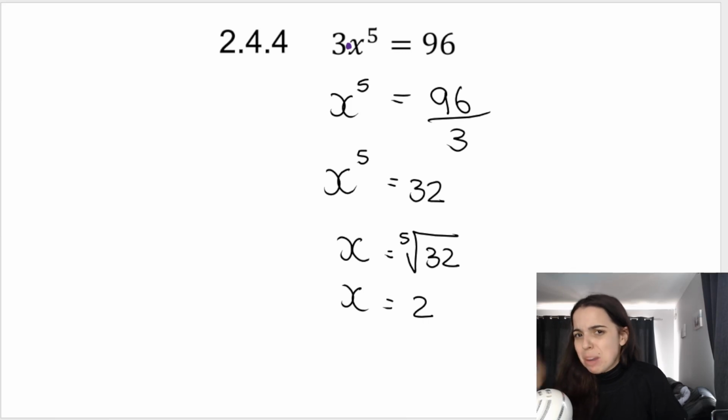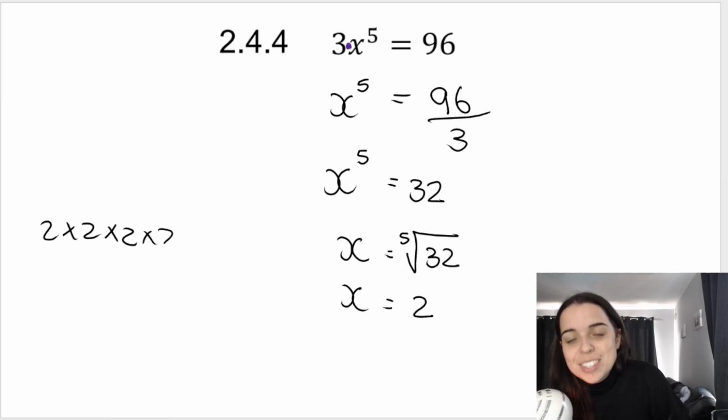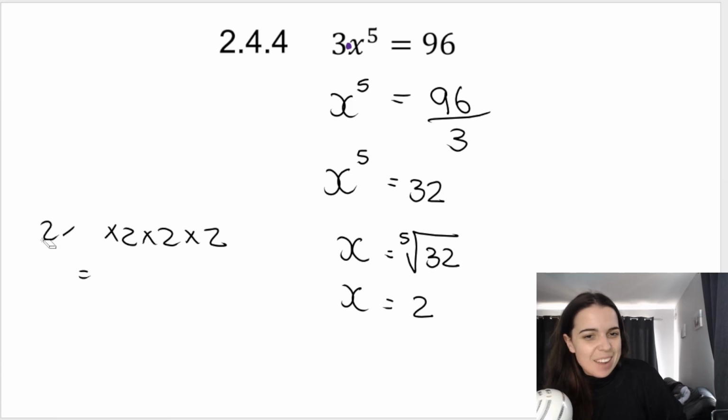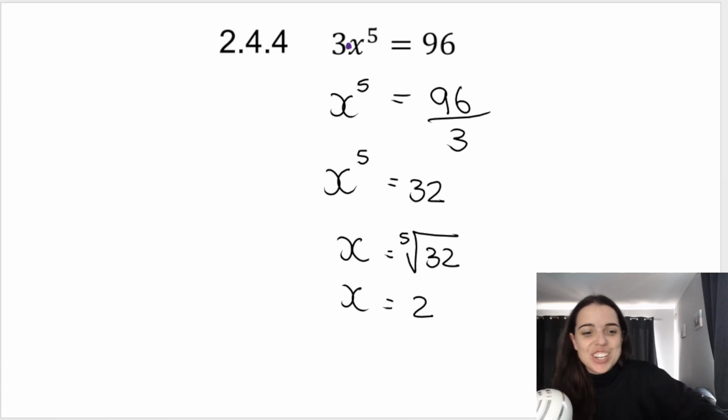And let's just check if that makes sense. 2 times 2 times 2 times 2 times 2. That should give me 32. 2 times 2 is 4. 4 times 2 is 8. 8 times 2 is 16. 16 times 2 is 32. That is correct. Okay, but obviously you can also use your calculator just to check yourself.